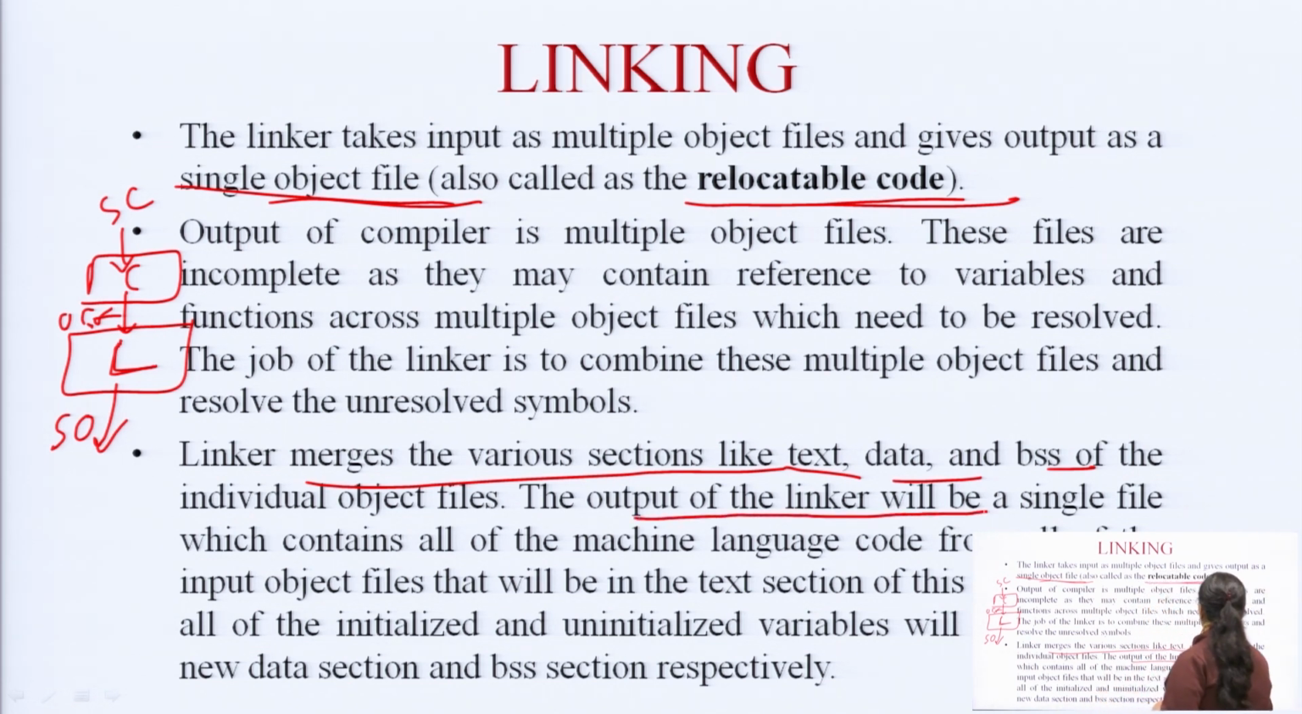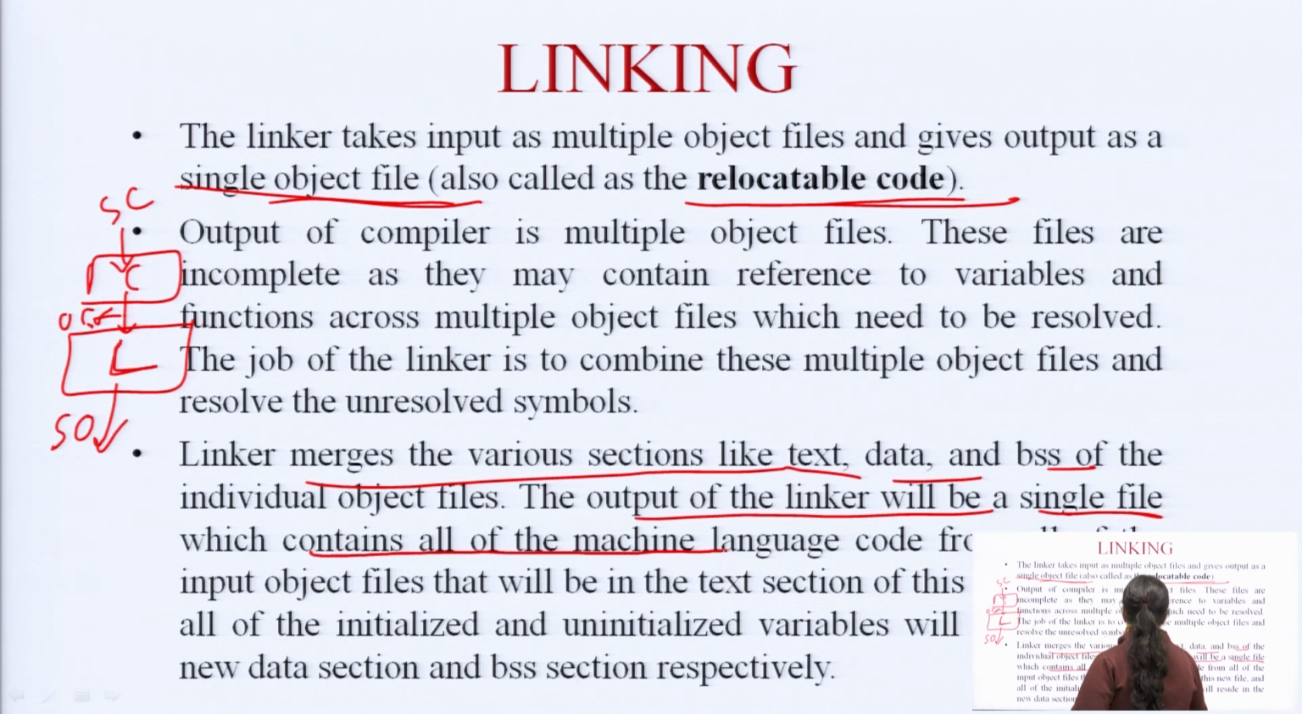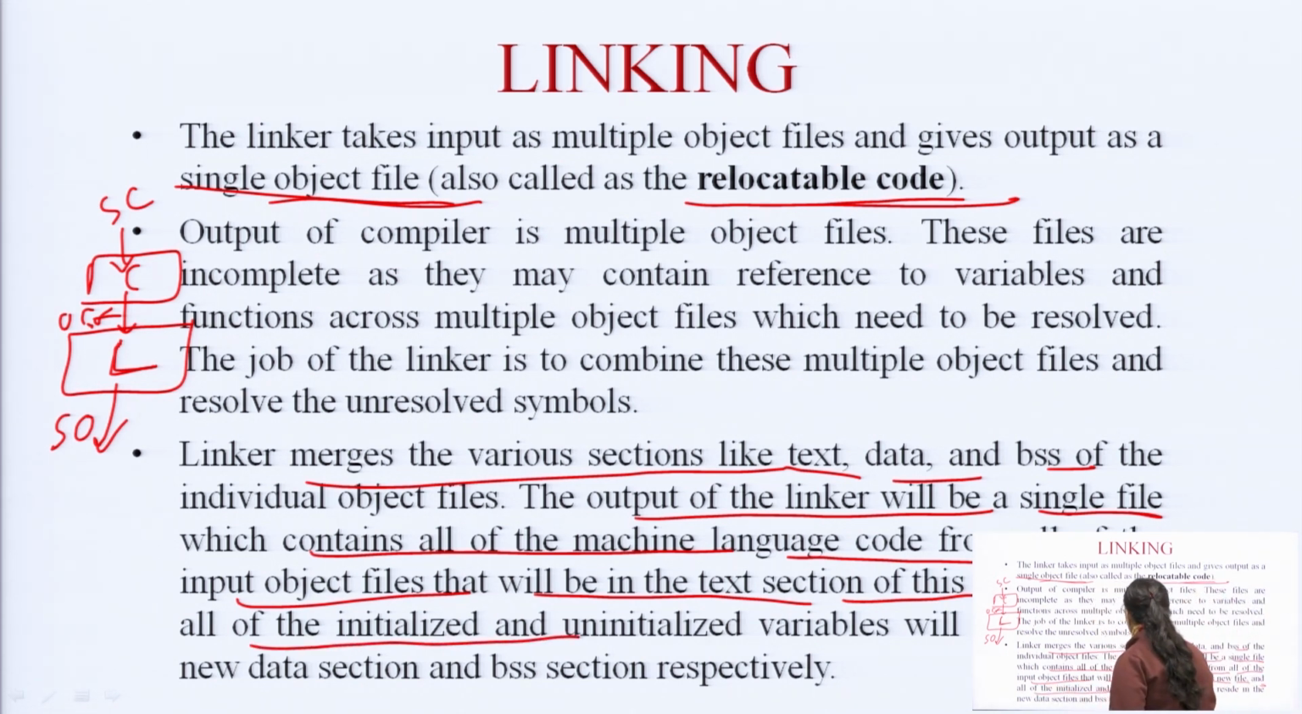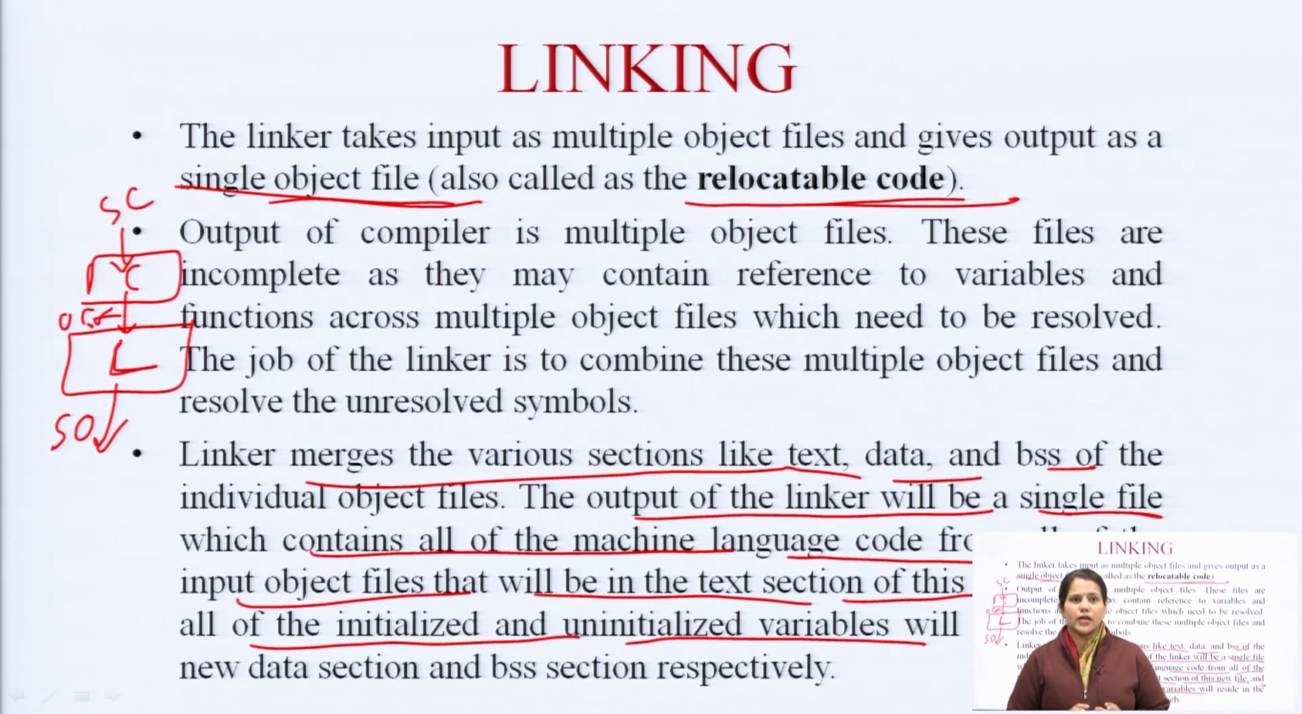The output of the linker will be a single file which contains all the machine language code from all of the input object files; that will be in the text section of this new file, and all the initialized and uninitialized variables will reside in the new data section and the BSS section respectively. So, in this way the linker combines all the multiple input object files.